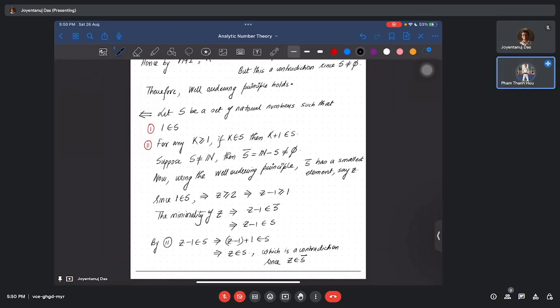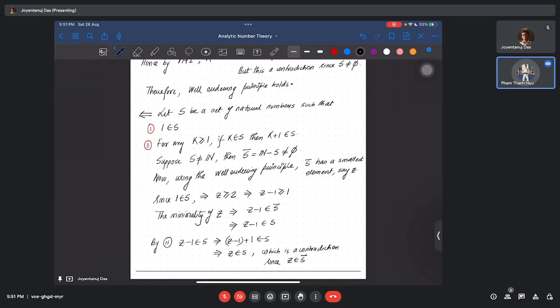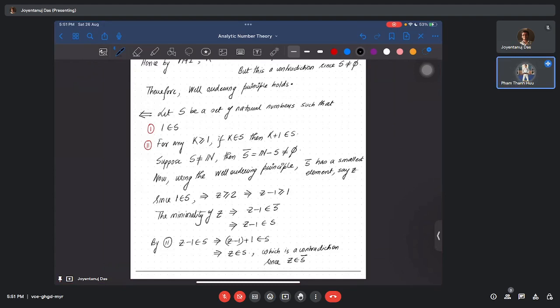So we are assuming that the well ordering principle is true, and we prove the induction. So we have a minimum, the smallest value.